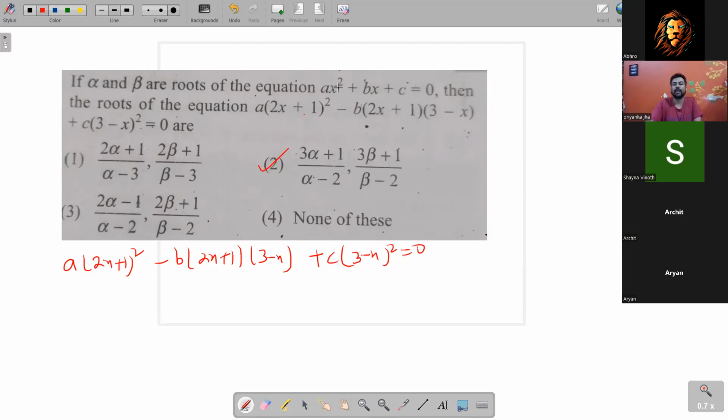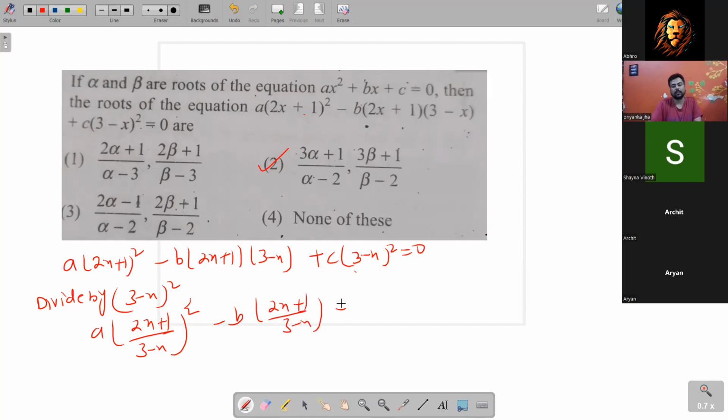We need to form ax square, so just divide both sides by (3 minus x) whole square. So this will become a ((2x plus 1)/(3 minus x)) whole square minus b (2x plus 1)/(3 minus x), the 3 minus x will cancel, and we will be left with this. Now you can see this is ax square minus bx.